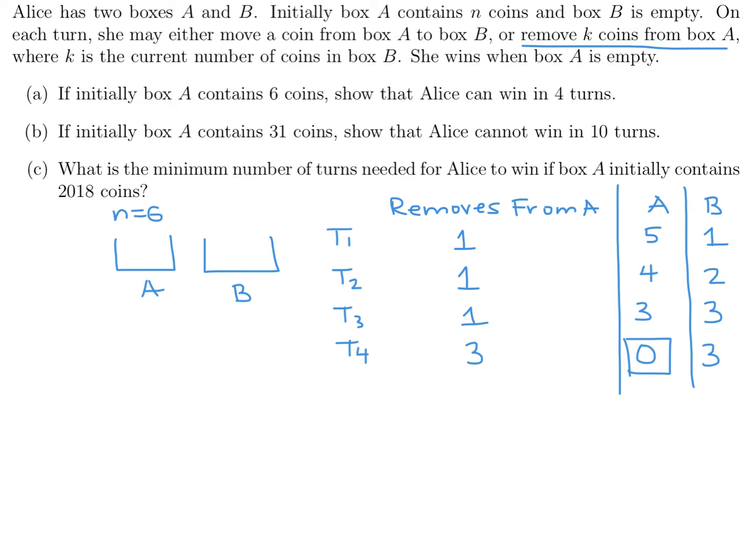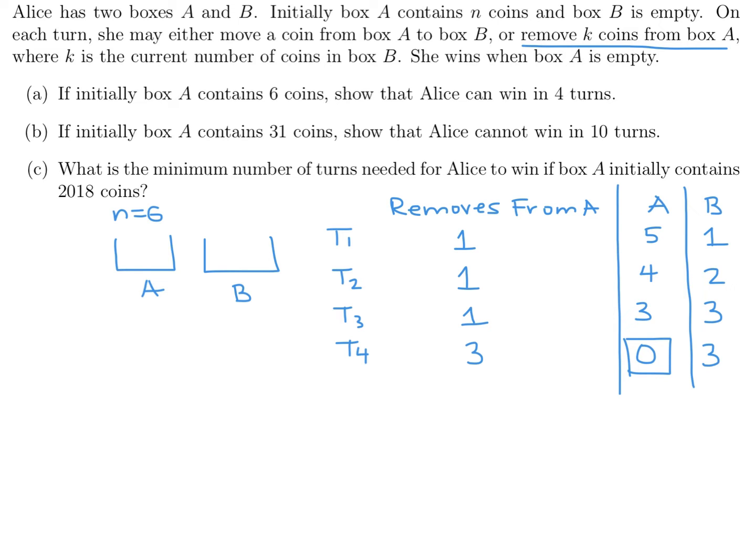So in this step, we removed the k coins from box A, right? Because k was 3, and we removed 3 from box A. But we did not transfer those coins to box B. This didn't become a 6. It became a 3. And that's something that some students may not be able to detect, and therefore you'd never be able to get the right answers for this question.